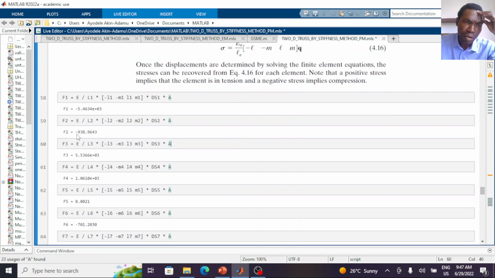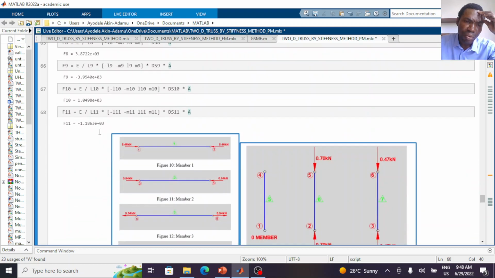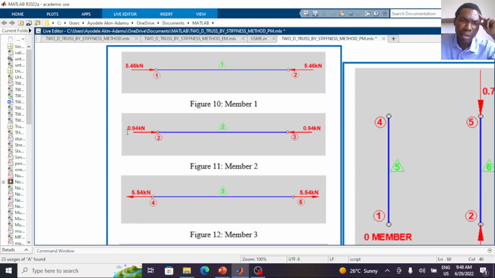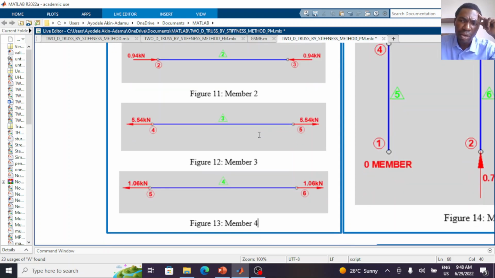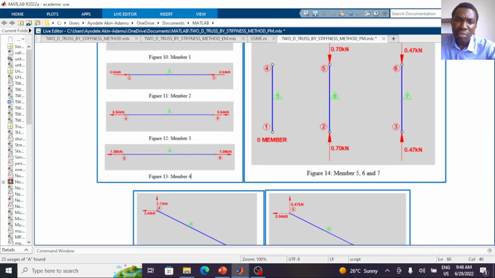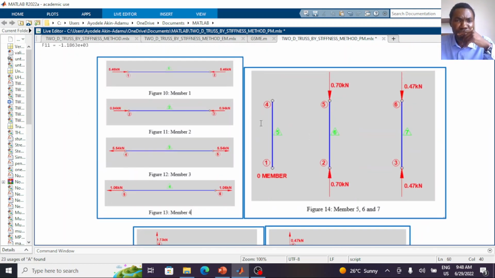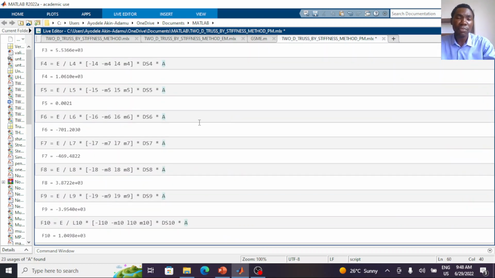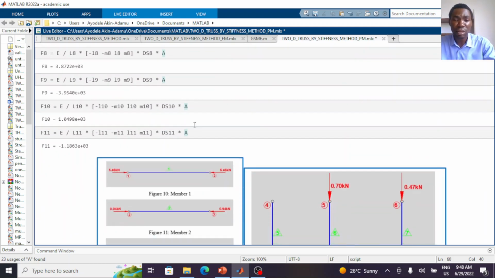Here element 2 is minus 0.938 kilonewton, minus 0.939 kilonewton. Which is also what we have here, 0.94 kilonewton compression. You can see the direction of the arrow, compression. So everything is the same. So this is how you use the finite element procedure to determine the axial force in the element.